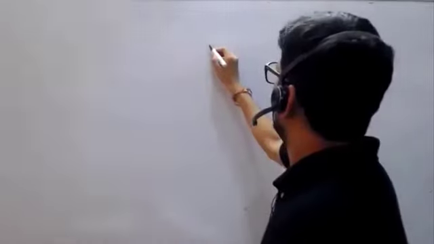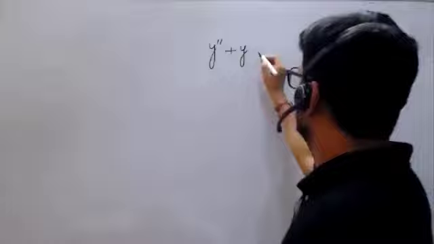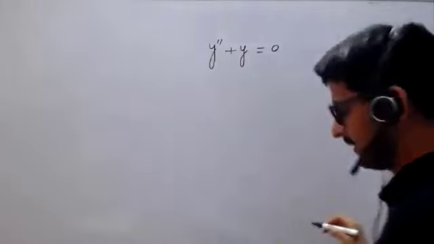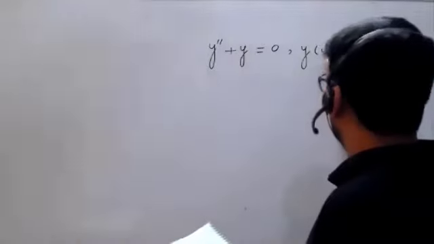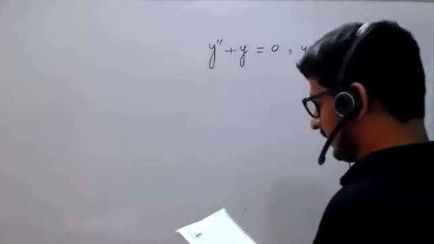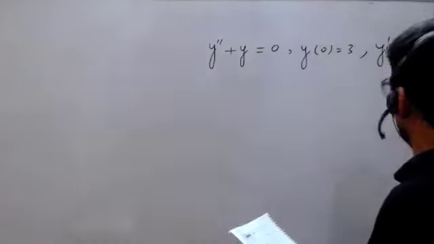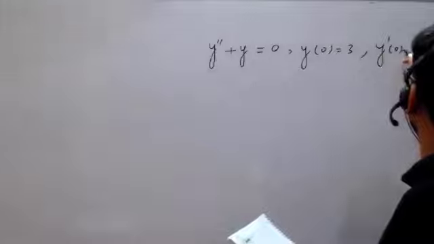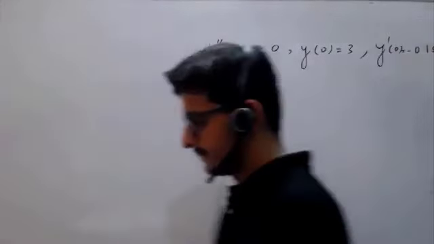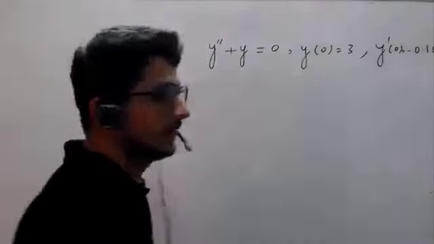So let me take a question. y double dash plus y is equal to 0. This is, suppose, the differential equation, and y(0) is equal to 3 and y dash (0) is equal to minus 0.15. Suppose this is the condition that is given.